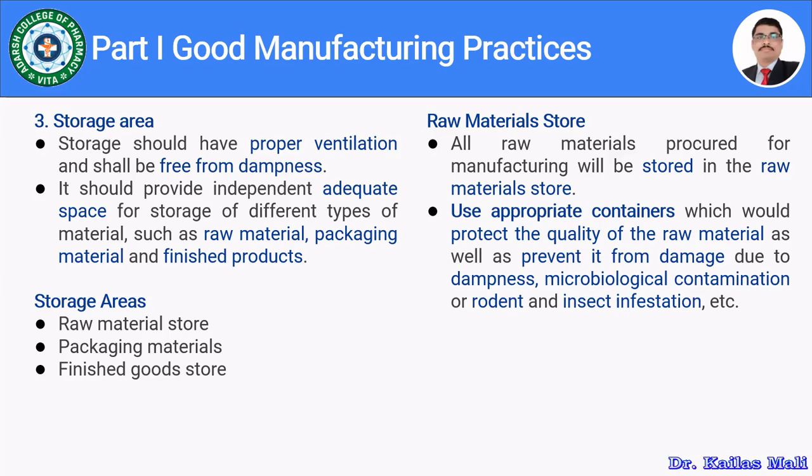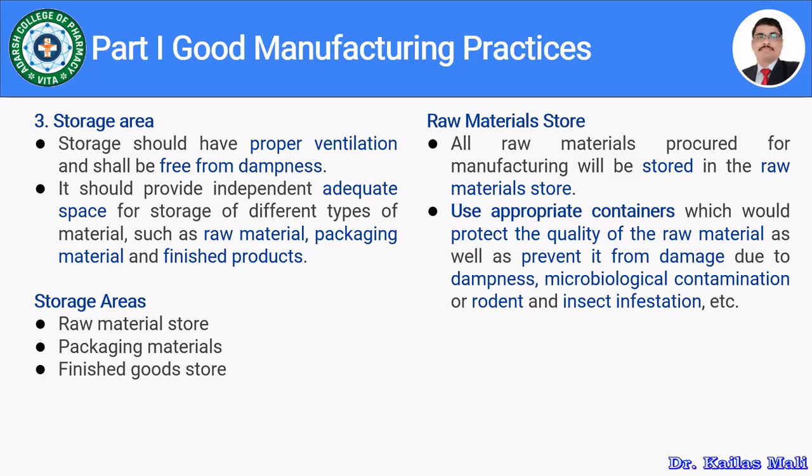So the raw material store: all the raw materials procured for the manufacturing will be stored in the raw material store. Whatever raw material is collected from the market, from the different parties, should be stored in the raw material store. Furthermore, use appropriate containers which would protect the quality of the raw material as well as prevent damage due to dampness, microbial contamination, or rodent or insect infestation, and so on. One should place all these raw materials in the proper container in order to prevent this damage.